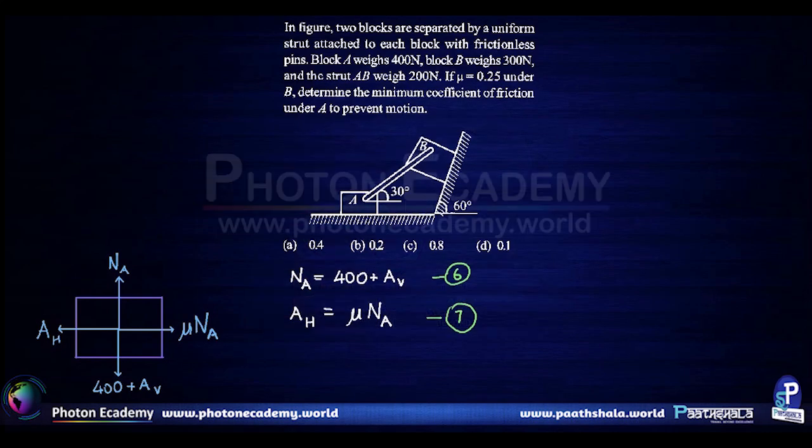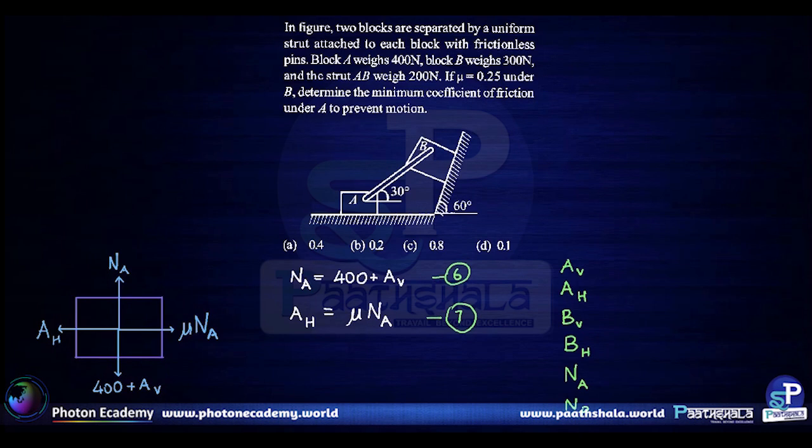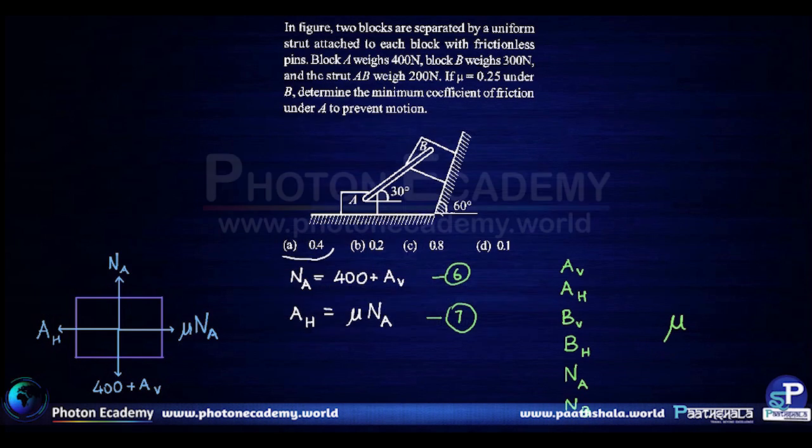And you also have 7 variables, which are AV, AH, BV, BH, NA, NB, and mu. And mu is the variable that we have to find. With 7 equations and 7 variables, we can find mu, and it turns out to be option A, 0.4, which is the correct answer.